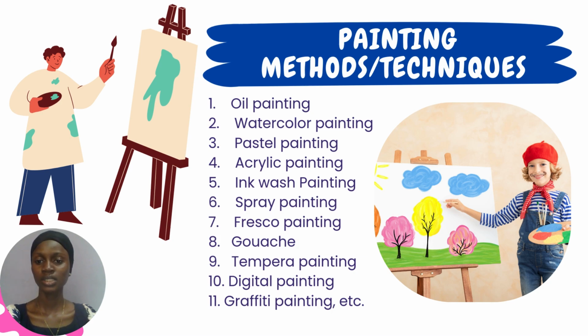Modes and techniques in painting. This is simply the kind of painting that we want to achieve because we have different kinds of painting. The different kinds comes in the type of paint that we use and then the type of painting that we are doing. The first one on the list, we have oil painting.